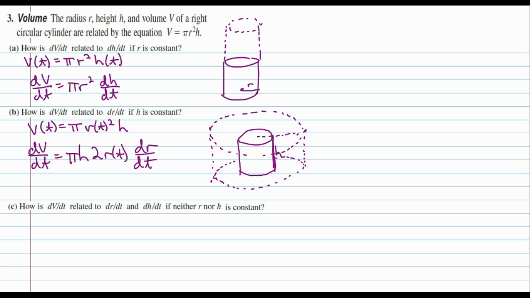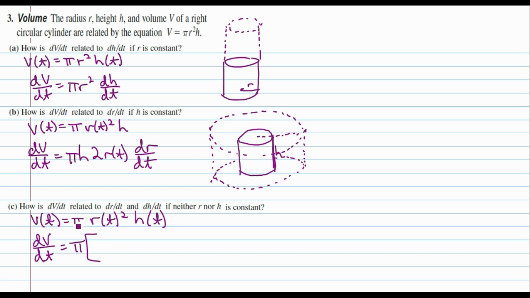Now our third situation: how is dv dt related to dr dt and dh dt if neither r nor h is constant? So everything is a function of time. Everything is changing. Nothing is staying the same. So volume as a function of time equals pi r of t squared times h of t. Now I'm going to take the derivative, which means, very much like one of the examples, I'm going to have to do chain rule and product rule in here.